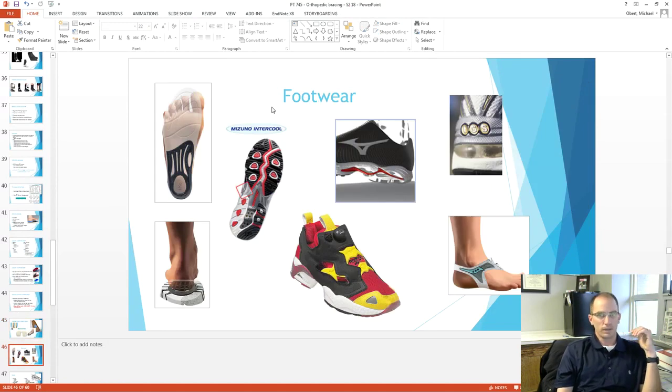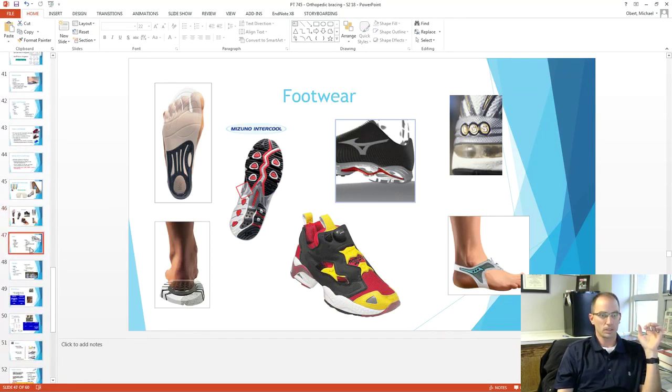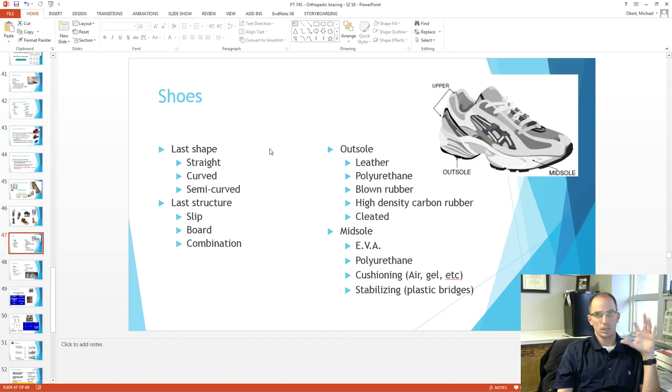Now we're going to get into the fun world of footwear. There are a ton of options. Okay? There's a ton of brands. There's some brands that I have biases towards than others. So really just be a good consumer for yourself, but also for your patients. So when we look at footwear, there's a lot more that goes into it than just what it looks like. Okay, so we're going to talk about the last shape. We're going to talk about the structure of the inside of the last, the outsole.